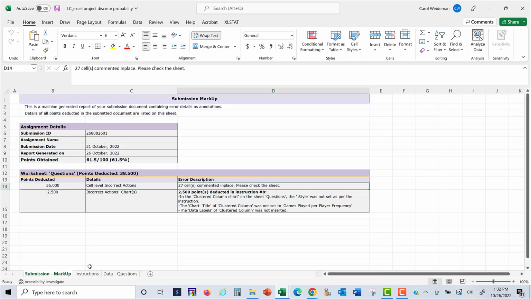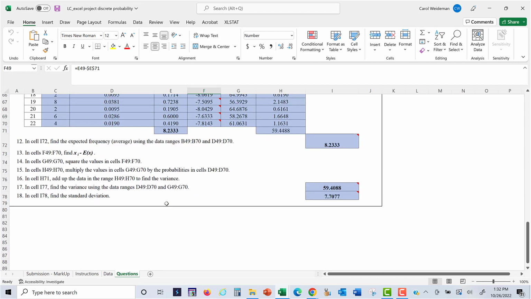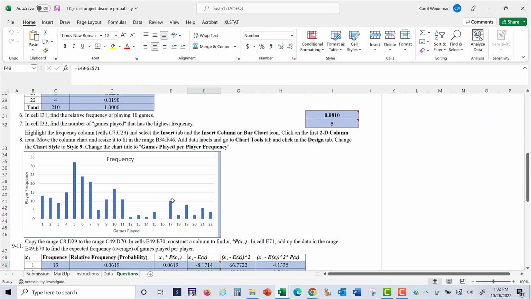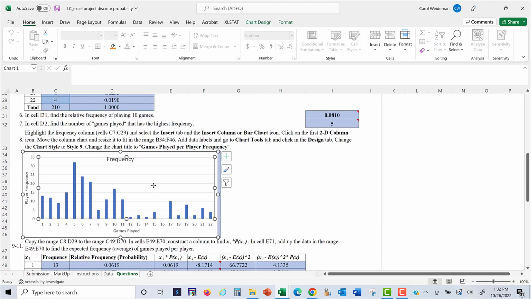You also had points taken off because something was wrong with the chart. So let's go back and look at your chart here. Oops, it's up above here. And you'd have to go back in and look at the chart and look at the directions they're pointing you to there, that you didn't do something.